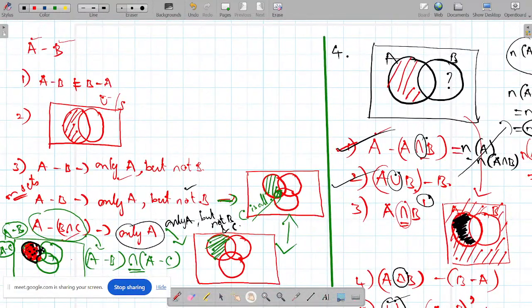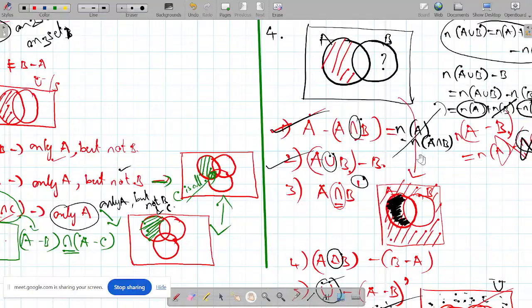A minus B can be on two sets, and A minus B can be on three sets. You have to be very keen on this. Remember that n of A intersection B is being removed. That's why n of A minus n of A intersection B has to be considered. If you want to make a note of it, please.